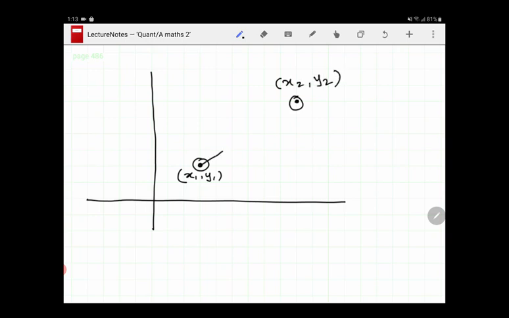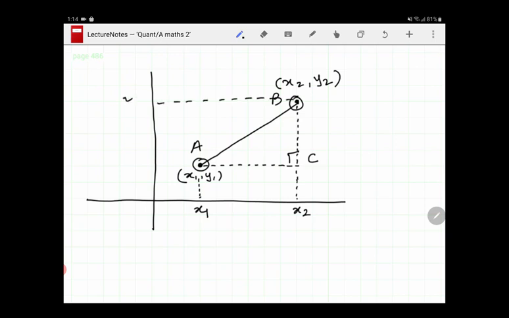So I need to find this straight line. Let's call the points A and B. Now I can complete the right angled triangle here, where this C is my 90 degree. The value of this coordinate is x2, the value of this coordinate is x1. The value of this particular coordinate is y2, and the value of this particular coordinate is y1.